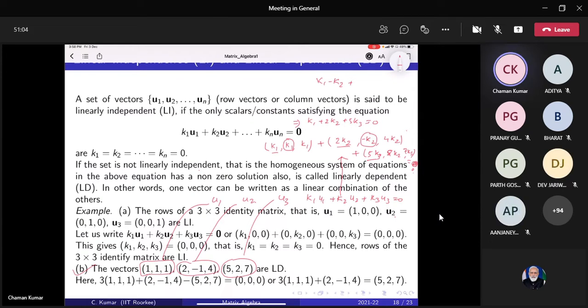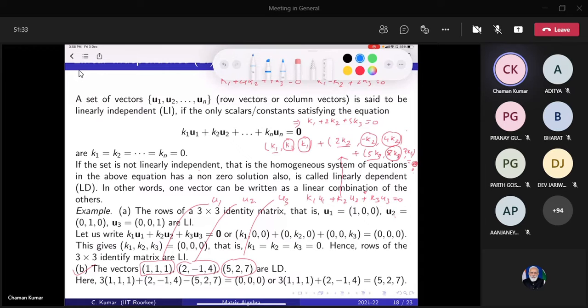And plus minus 2k3 plus 2k3. This is 0. And the last element: k1 plus 4k2 and plus 7k3 is equal to 0.